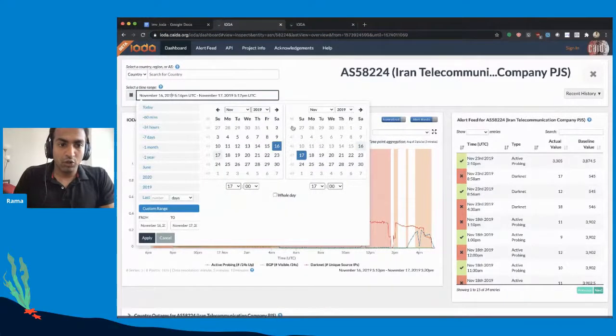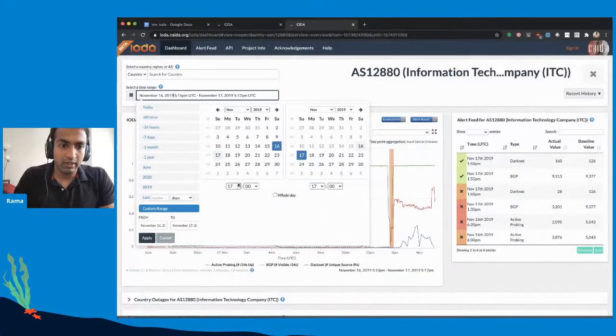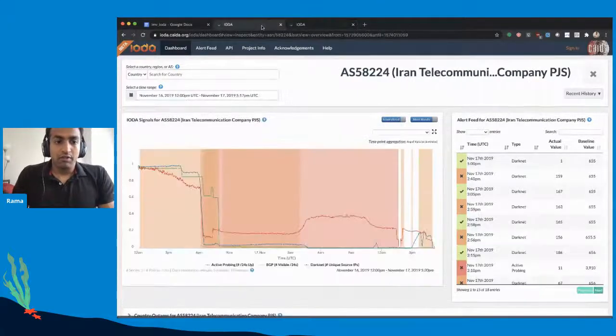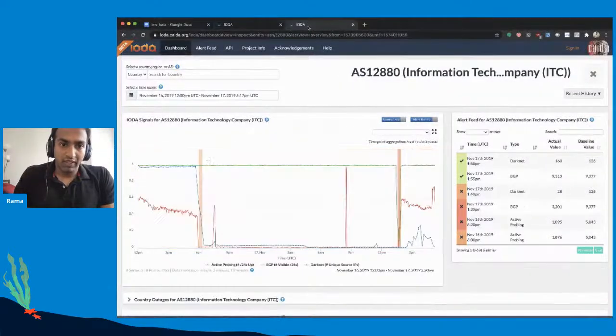But if we look at a few hours before, so from 12 onwards to 17, and let me do that over here too. If you look at a few hours before, we'll notice that there isn't as much of an outage that begins. Definitely there doesn't seem to be anything before 3 p.m. for either of these networks.